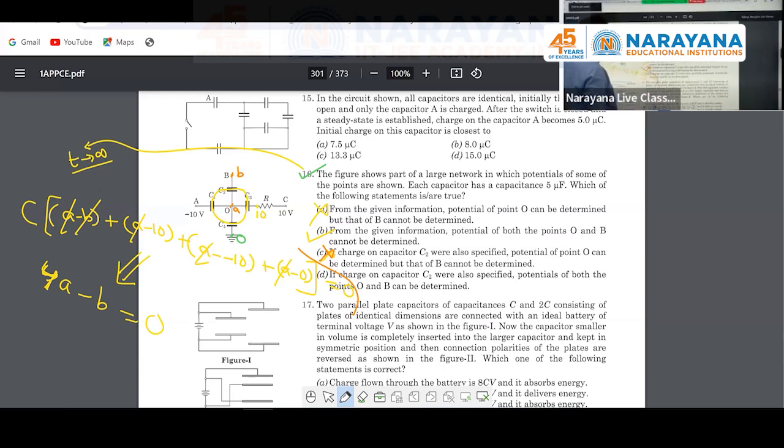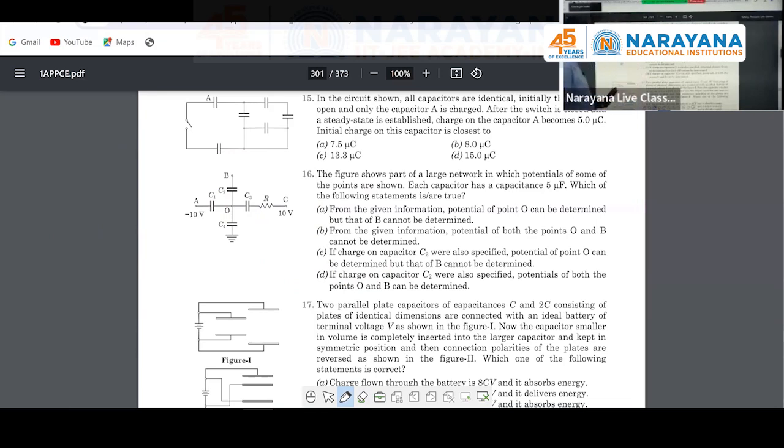Just read D now. If the charge on C2 were also specified, okay, potential of, that seems perfectly fine. D option seems correct. So as far as this RC is concerned, B and D seem to be the correct result. Okay, let's go.